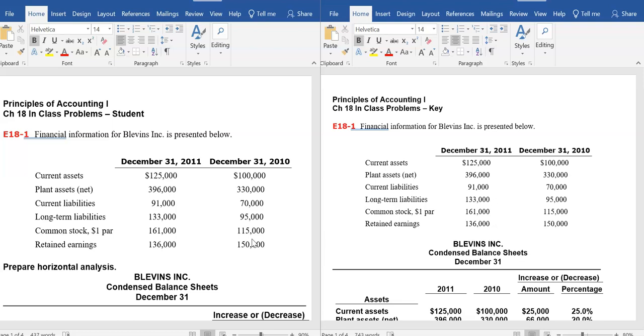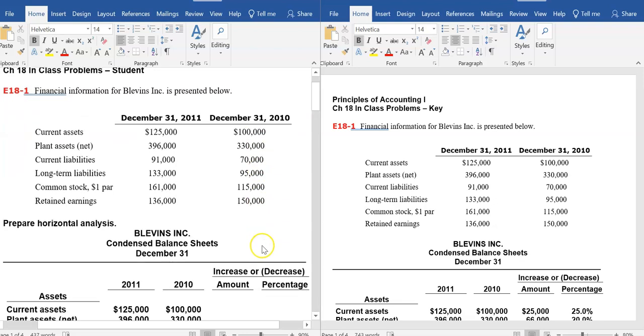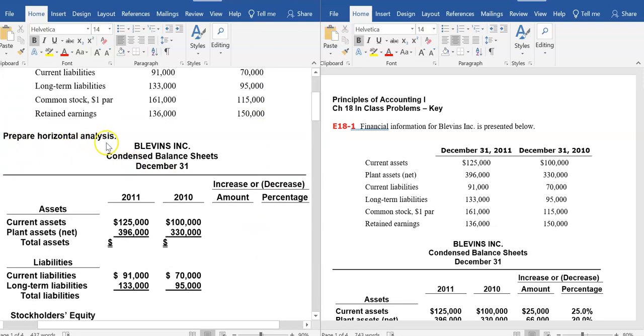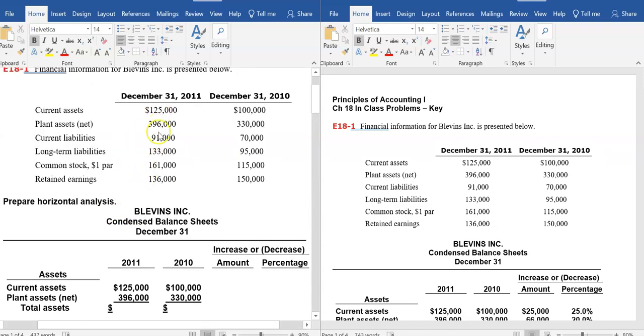And these tools that we're learning in Chapter 18 can be used to help evaluate how a company is doing financially. Okay? So the first problem we have here is financial information for Blevins for the year ended 2011 and for the year ended 2010. We will be preparing a horizontal analysis. So we have very condensed balance sheets here. We have them very simplified. Obviously, not all accounts are detailed, but we're just going to work with the simplified version because it is really more about applying the tool.